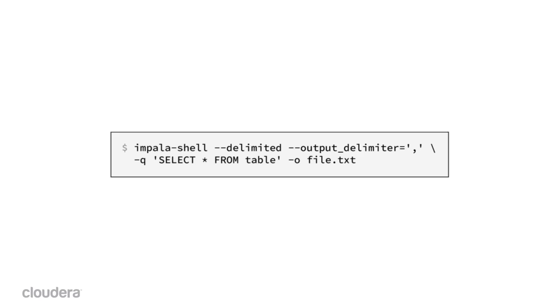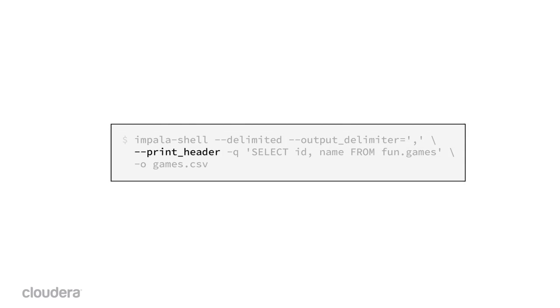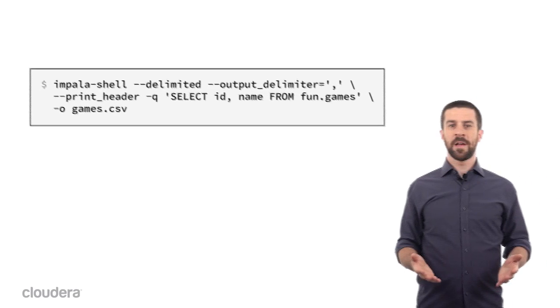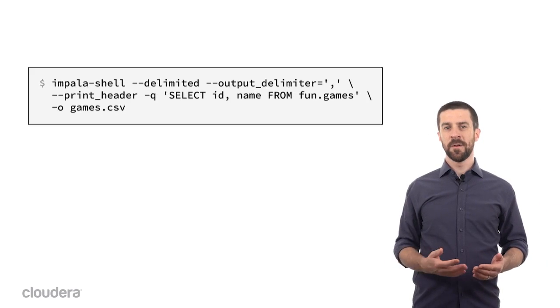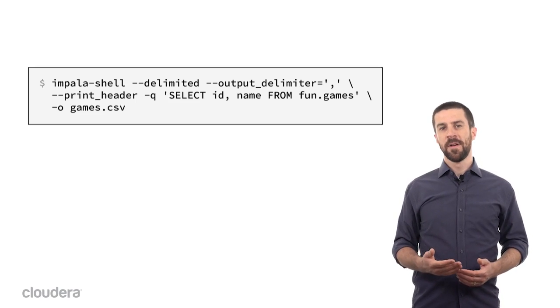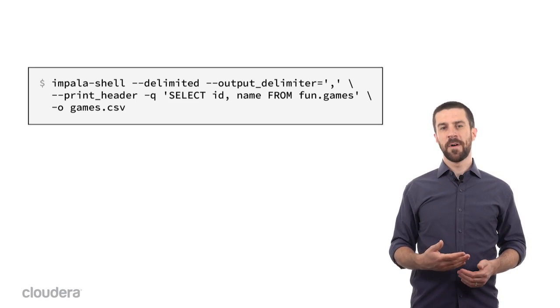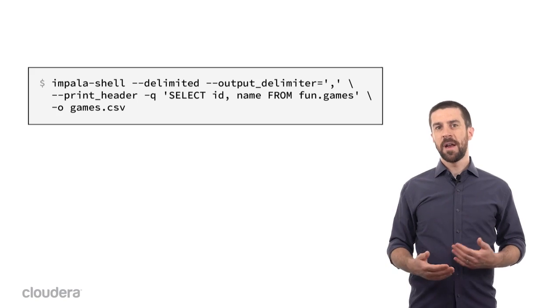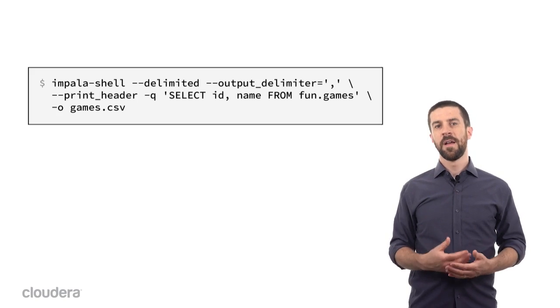And recall from the previous video that when you use the delimited option, Impala shell does not print the header row by default. To make Impala shell print the header with the column names, use the print_header option. The example command shown here has exactly the same result as the Beeline command shown earlier. It outputs the ID and name columns from the games table as comma-separated text to the file games.csv. The result set is saved to the file. Any messages and errors are printed to the terminal as usual.